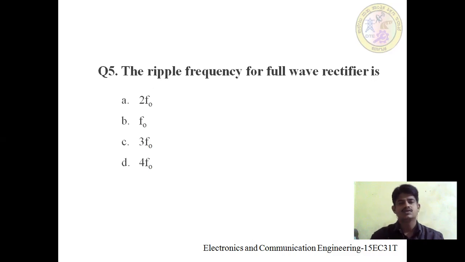So the last question for this session is: the ripple frequency for a full wave rectifier is. Okay. This is a very important question. Even during the session I stressed it many times. What is the ripple frequency in the output of the full wave rectifier? Let's see the options. The options given are 2F0, F0, 3F0, and 4F0. So you already guessed the answer. That is right. That is option A, 2F0, because in a full wave rectifier, the output has double the input frequency. So the answer is 2F0.